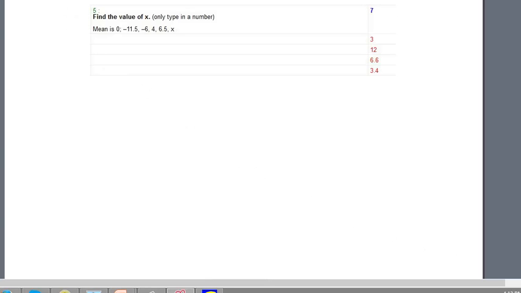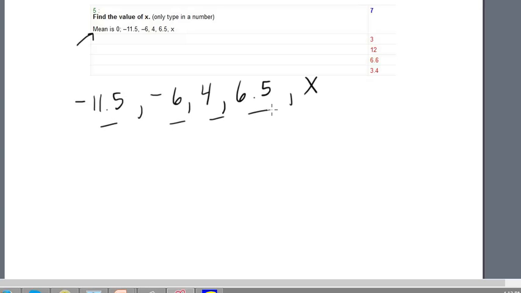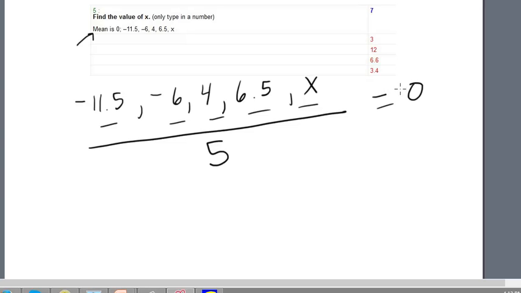Okay, this says find the value of x. It says the mean, or the average, is 0. So we know we have negative 11.5, negative 6, 4, and 6.5. And we also have x. So we have 1, 2, 3, 4, 5 numbers. And when we divide those 5 numbers by 5, they average 0. So all we're going to do is add this number to this number to this number to this number.